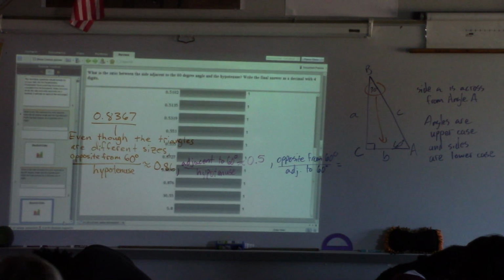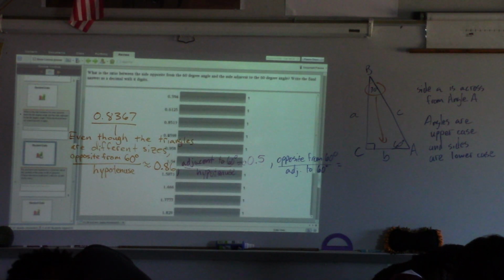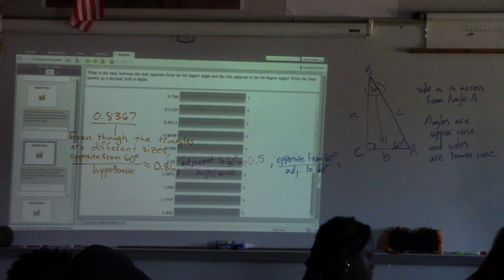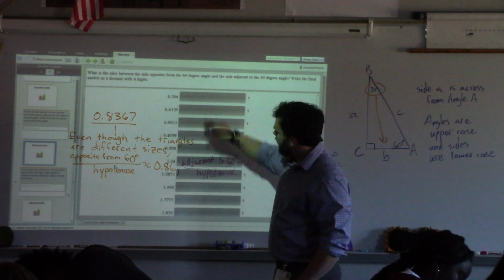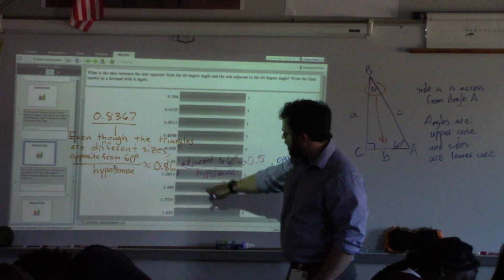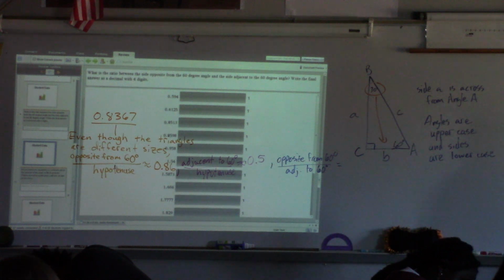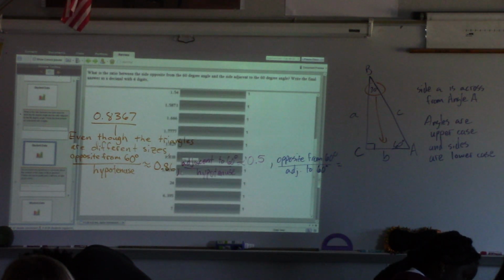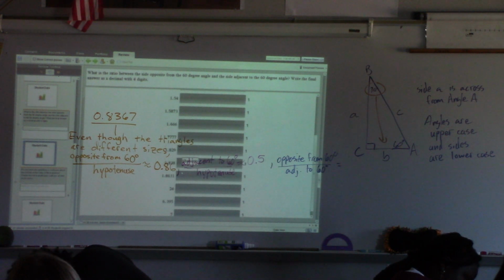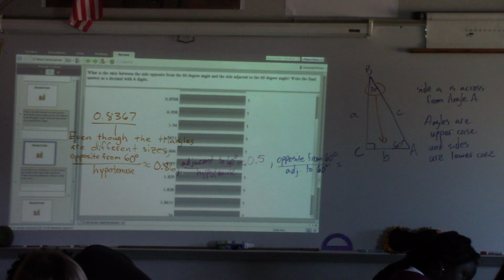So let's look at this opposite to adjacent. We're going to learn about this notation in a little bit. Okay, so we got a little bit different here. These top ones are a little bit different. The bottom ones are a little bit closer, 1.54, 1.66, 1.8. So this one's a little bit more unsure.